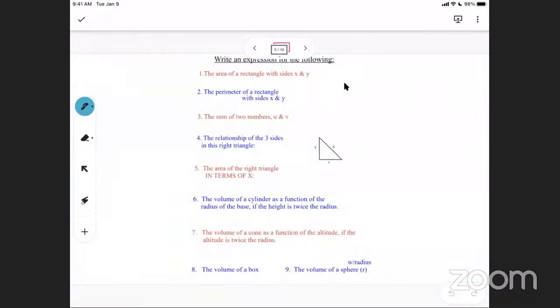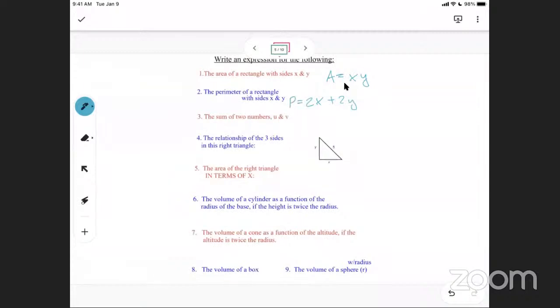Write an expression for the following: the area of a rectangle with sides x and y. All right, so the area is x times y. Perimeter of a rectangle with sides x and y. Well, there's 2 x's and there's 2 y's, and you're adding them all together. Got that?